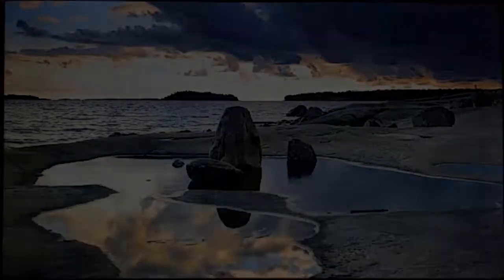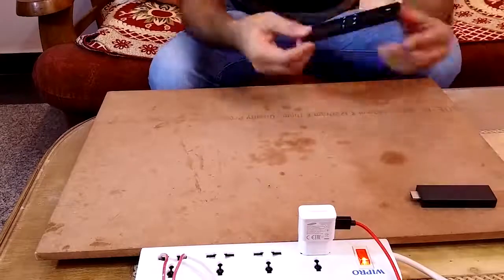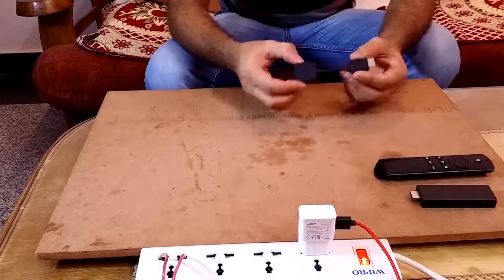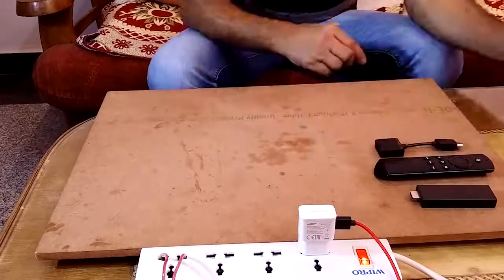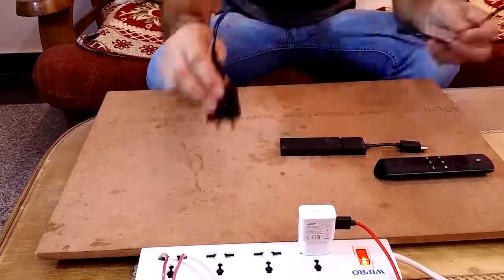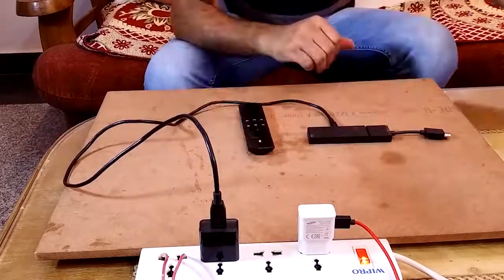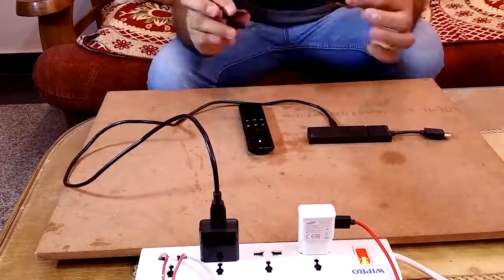And now let's see how to connect a physical mouse and keyboard with the Fire TV Stick. Normally with a Fire TV Stick package, you get the Fire TV Stick, the remote, this adapter cable, a wall charger, and a micro USB cable. Apart from this regular setup, you will need a USB OTG cable with three ends.